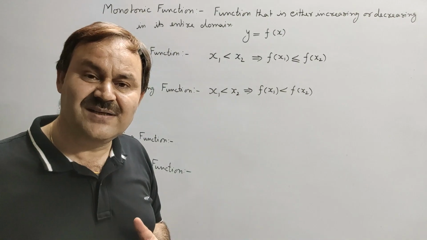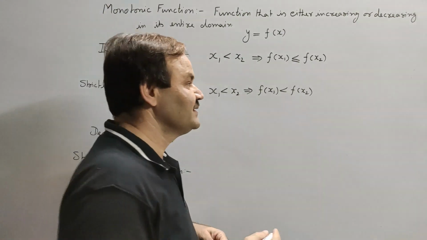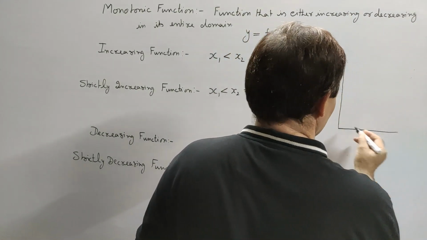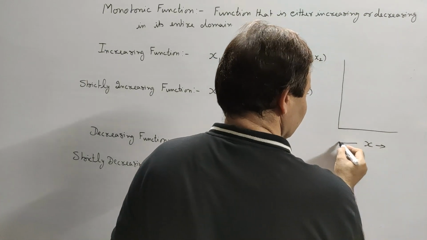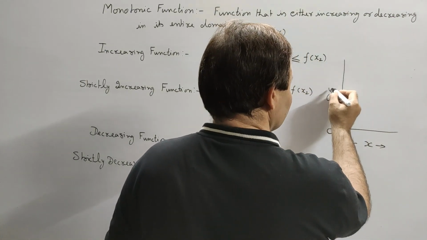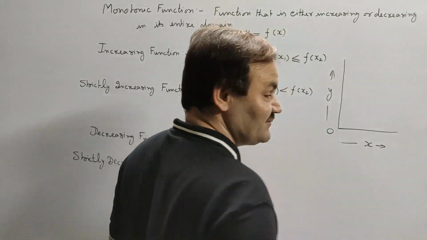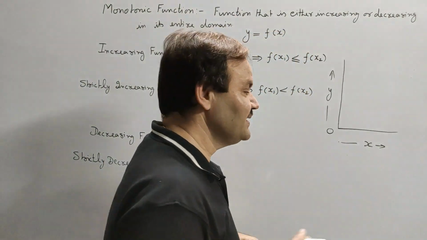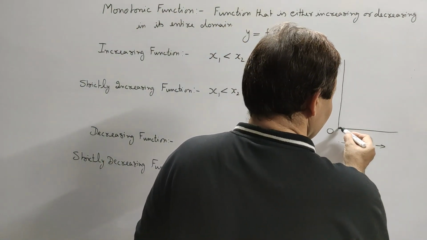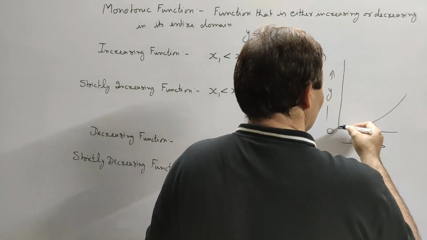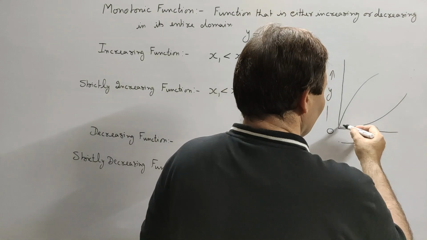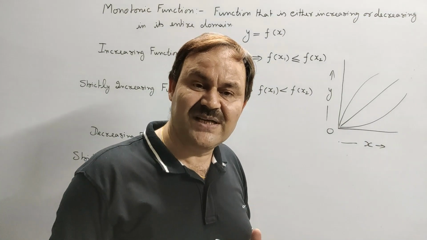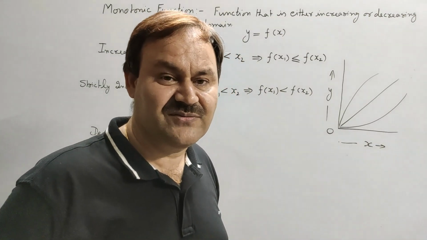Now we will understand the increasing function graphically. Say we plot a graph between x and y. Say here on this horizontal axis it is x, and on vertical axis we have taken y, that is f(x). Then if we are saying the function is increasing, then increasing means either it will increase this way, or it will increase this way, or it will increase this way. These are the three possible shapes that can be taken by an increasing function.